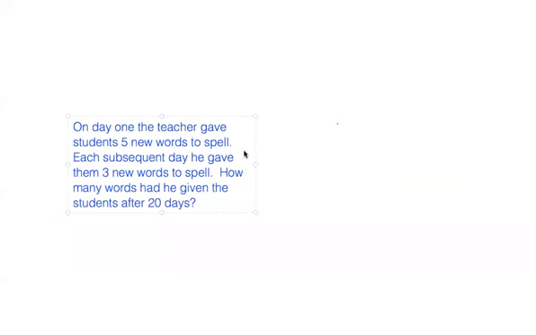Here's a similar problem. On day one, the teacher gave students 5 words to spell. Okay, so they've got 5 words to spell. And on each subsequent day, he gave them 3 new words to spell. How many words had he given the students after 20 days? So he's starting out with 5 words, but then every day after that, he's given them 3. But how many times?